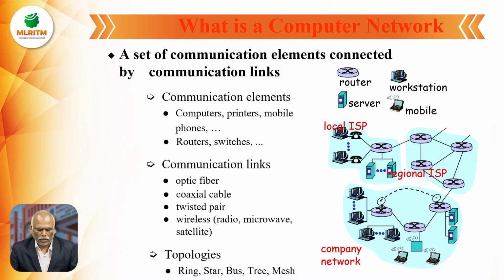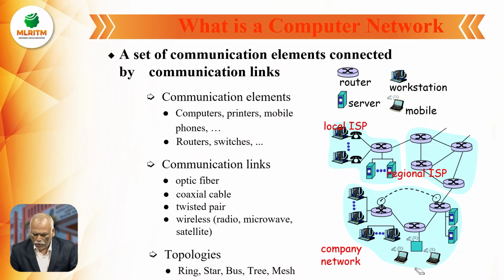In wired, it is optical fiber, coaxial cable, or twisted pair, and wireless uses radio, microwave, and satellite. These are the communication mediums. As part of this computer network implementation, there are different devices: router, server, mobile, the workstation. Then to provide the network implementation, we need devices like a router to communicate and to get the services of ISPs, that is Internet Service Providers, at local, regional, national, and international levels.